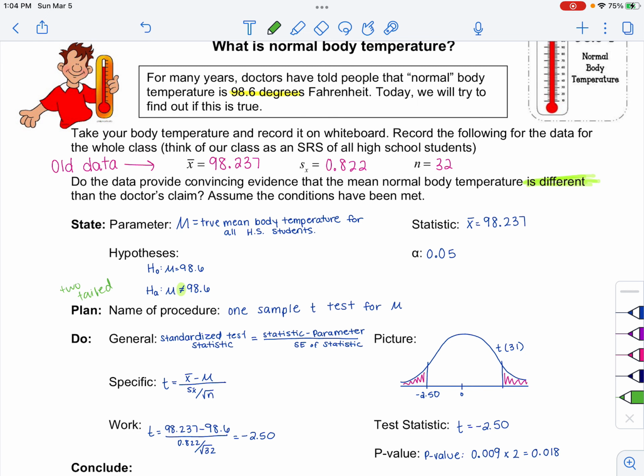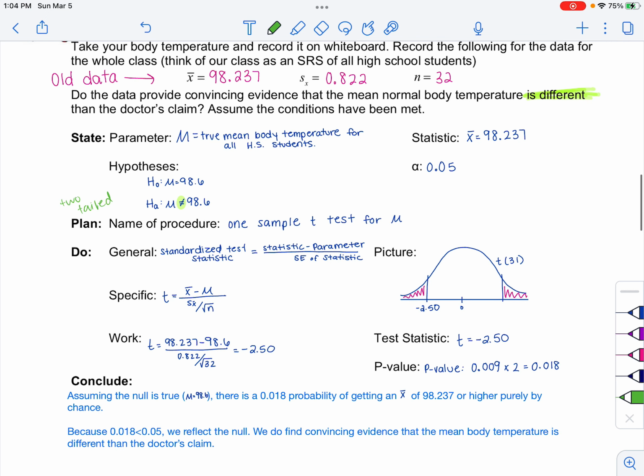All right, for the plan, naming the procedure, we're going to do a one-sample t-test for mu. We've got our general formula, our specific formula, and then our plugged-in formula. I got a t-score of negative 2.50. Notice that I have my picture as well. I'm using the standardized curve for t, so this is really the best curve to draw. I would try to get in the habit of drawing the standardized curve when we do t-scores, as opposed to filling it in with your statistics. Use the test statistic instead.